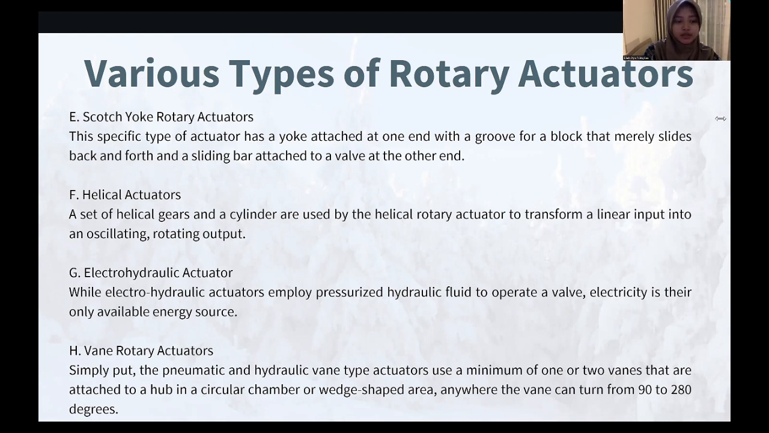Vane rotary actuators. Simply put, the pneumatic and hydraulic vane type actuators use a minimum of one or two vanes that are attached to a hook in a circular chamber or wedge-shaped area, where the vane can turn from 10 to 280 degrees.